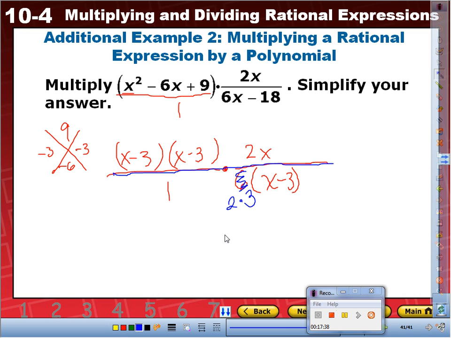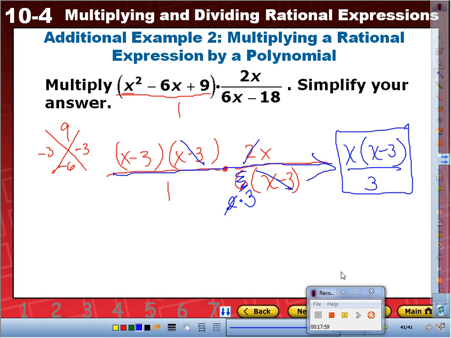Do you see the giant ones? This one with this one. This one with this one. So our simplified fraction is x times x minus 3 over 3, because 3 times 1 is 3. Copy that, please. Very simple. Let's move on.